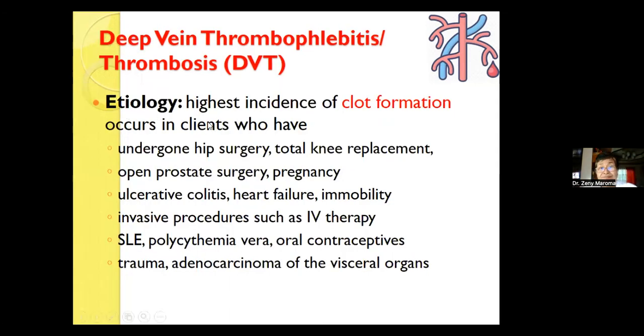So, etiology, highest incidence of clot formation, of course, in individuals who have, yung kasasabi ko kanina, yung nag-undergo ng orthopedic surgery, na matagal on bed rest, o kaya may invasive procedures such as IV therapy, o kaya may polycythemia vera, or may systemic lupus erythematosus, basta ang pasyente ay may limited activity, malapot ang dugo, risk for thrombus formation.